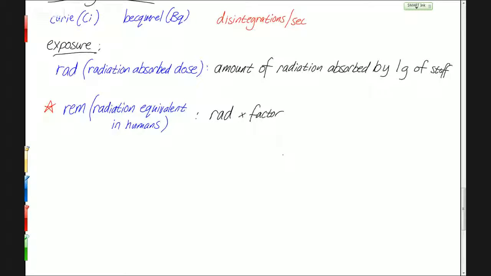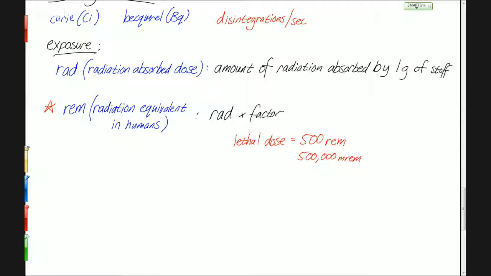So the lethal dose of ionizing radiation is 500 rem. So you're exposed to 500 rems of radiation, and that will kill you. That's also 500,000 millirem. The reason I put that is because exposure limits and things like that are much smaller, so they're usually in millirem.